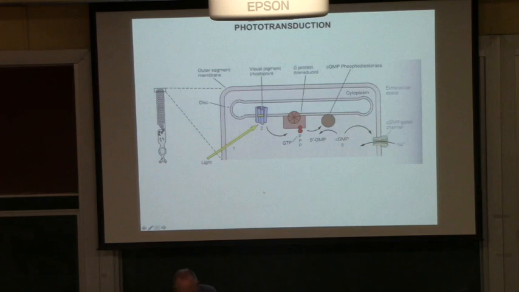Light is absorbed by pigment molecules in photoreceptor cells. The pigment molecule in rods is rhodopsin, and that absorption leads to a cascade of molecular events that eventually breaks down cyclic GMP. And because cyclic GMP is necessary to keep this sodium channel open, that's why the sodium channel closes, leading to hyperpolarization of the cell, and decrease in transmitter release.